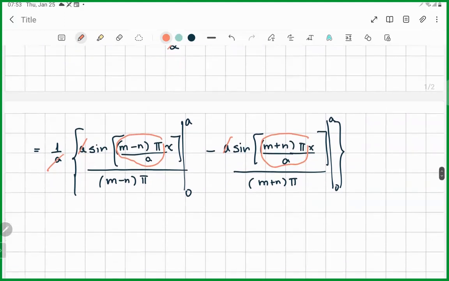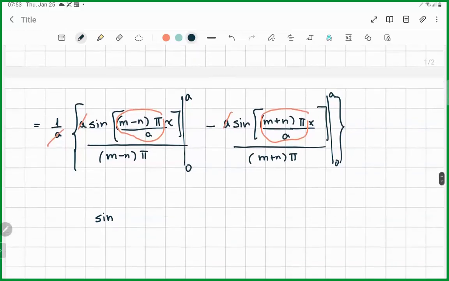Now, very important. Sine, doesn't matter what we have. Doesn't matter what is the value of this m and n. We know that m and n is a number 1, 2, 3, 4, 5. So it's going to be a positive integer. Okay, so m minus n pi a, when x is a, which is this top here, when x is a, is what? Doesn't matter which m or n we have. This is a positive integer.